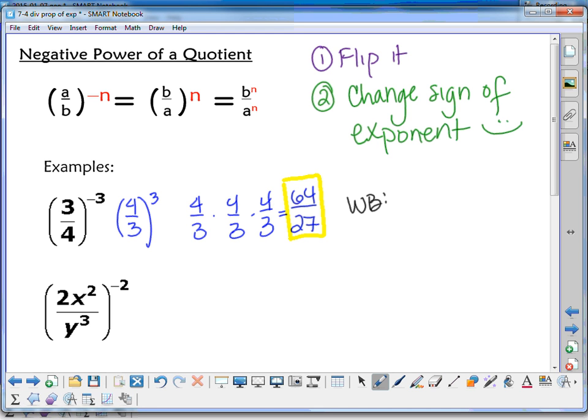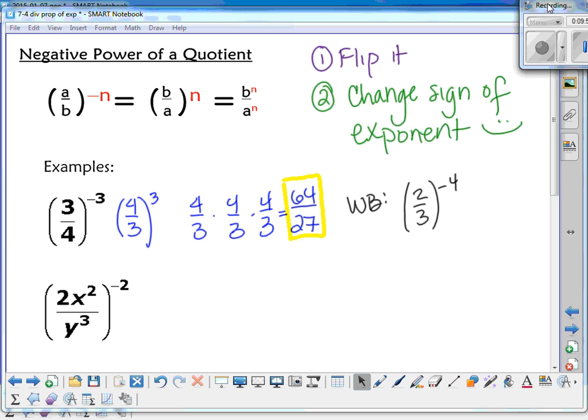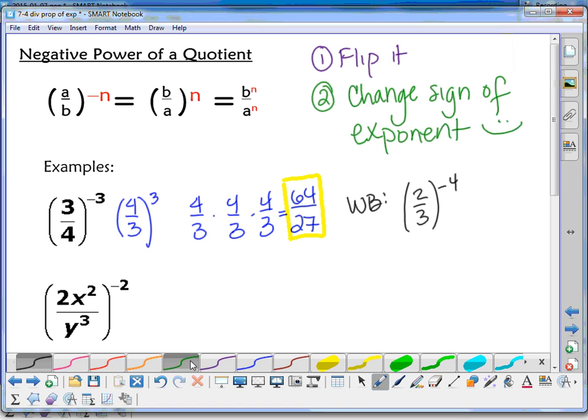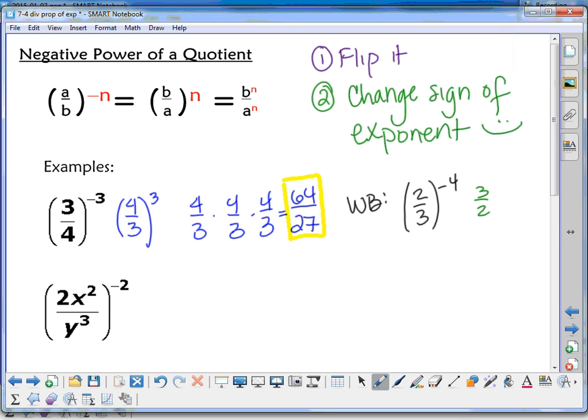So on your whiteboards, do 2/3 to the negative 4 power. All right, so you're flipping it over and making it 3 halves and then raising it to the fourth power. What's 3 times 3 times 3 times 3? 81. 2 times 2 times 2 times 2? 16.